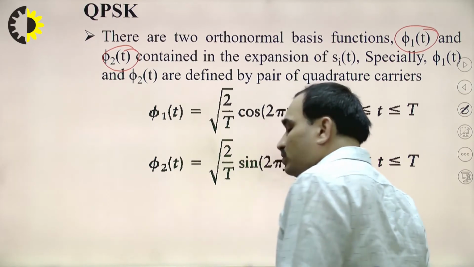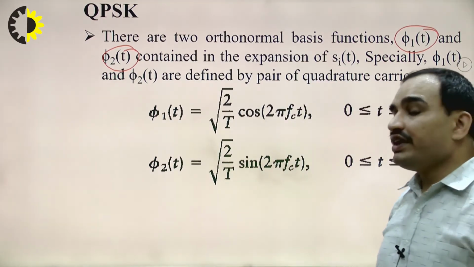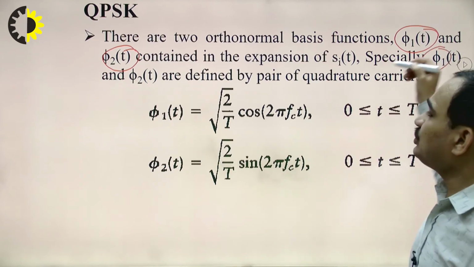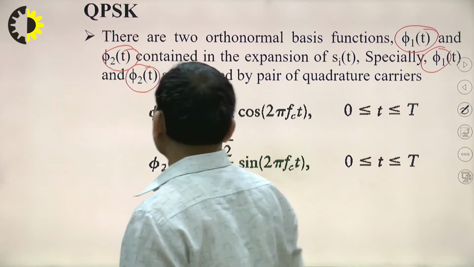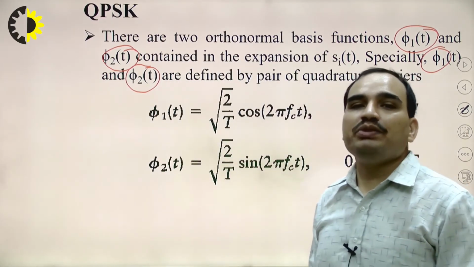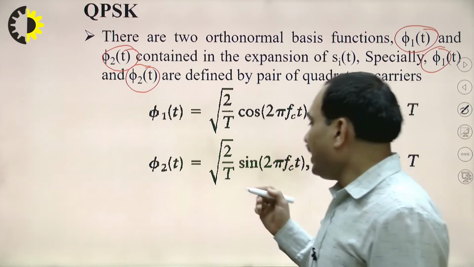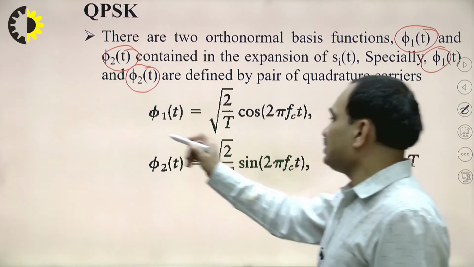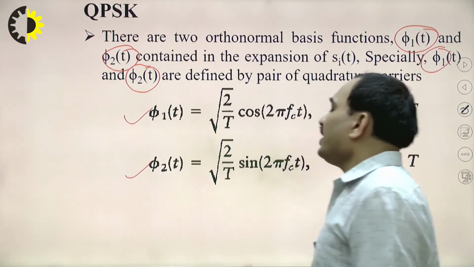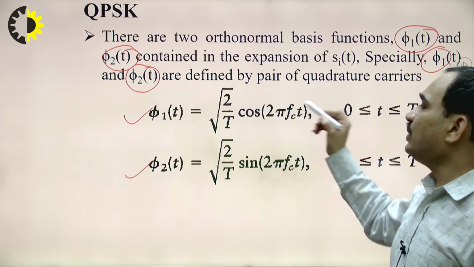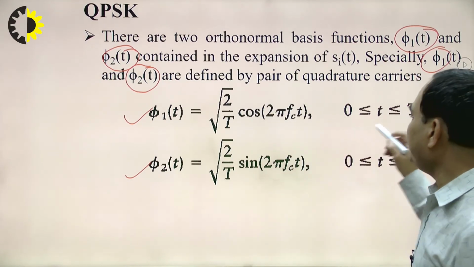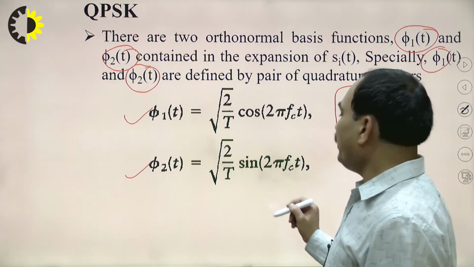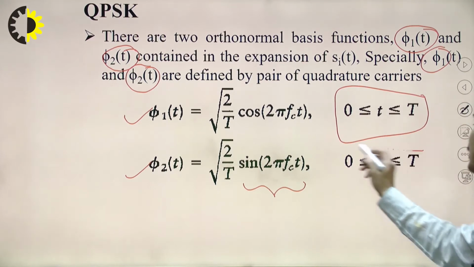So there are two orthonormal basis functions, that is phi 1 and phi 2, when we are talking about the two orthonormal functions. How to define these functions we have discussed in case of BPSK and ASK as well. So we can write directly these functions: phi 1(t) = √(2/T) cos(2πfct), ranging from 0 to T, and phi 2(t) = √(2/T) sin(2πfct), ranging from 0 to T.